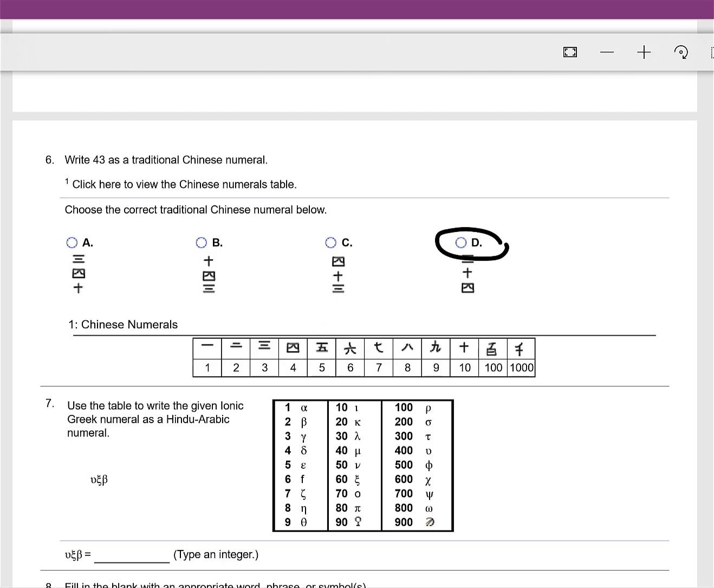I'm sorry, that's not correct. Didn't look right. Let's go back. Let's try this again. Get my pen going again. So we want the 4, which is here, over the 10, 40, and then 43. I had them in the wrong order.